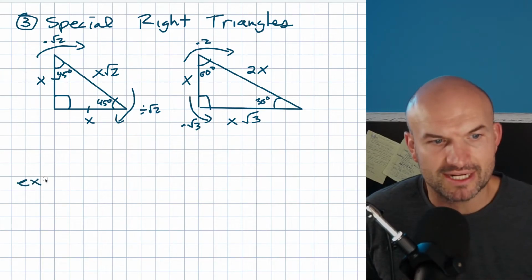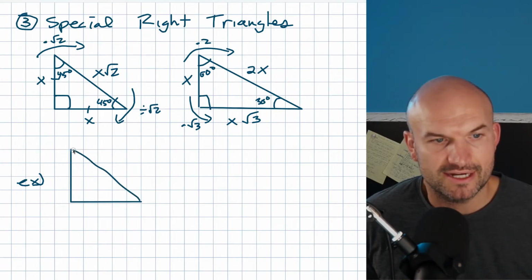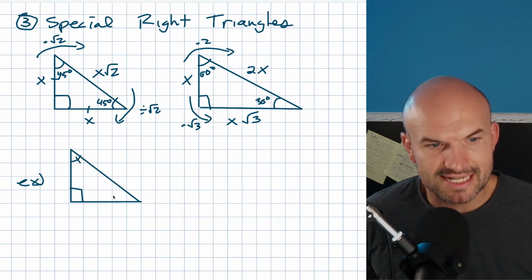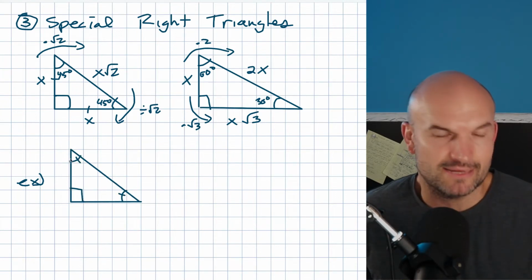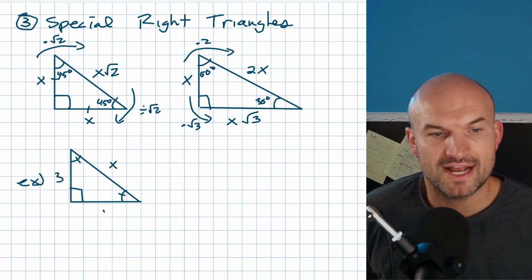Here's the thing I want you to recognize. When we have a right triangle, and let's say we only have one piece of information, let's pretend here's a right triangle. It is an isosceles right triangle, so these two angles are exactly the same. We know they're 45 degrees. And let's say this side is 3, and I say solve for x and y.